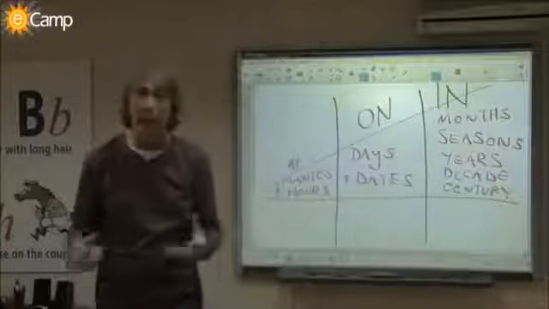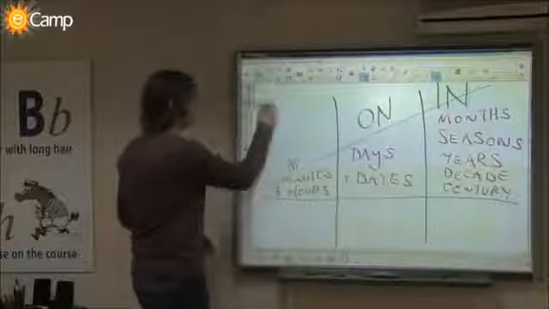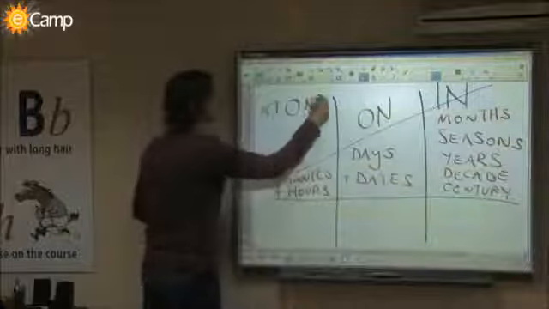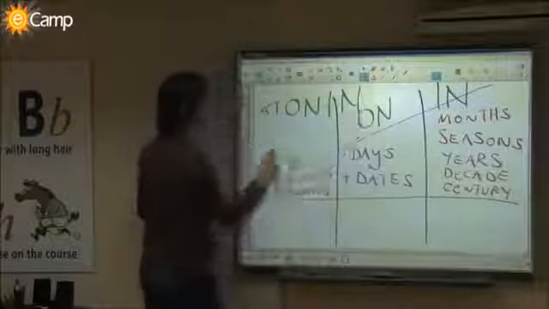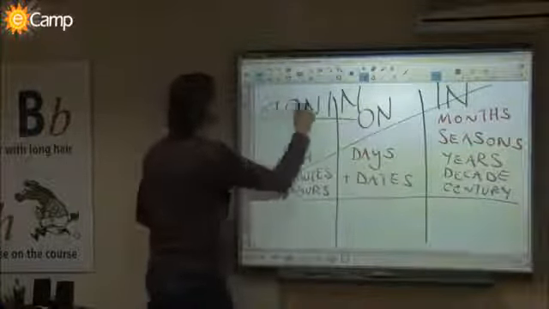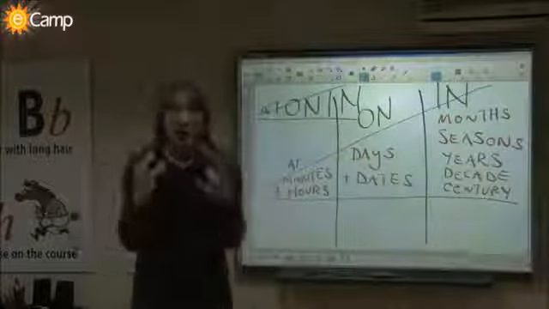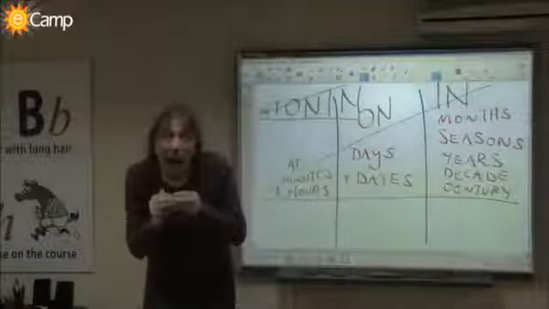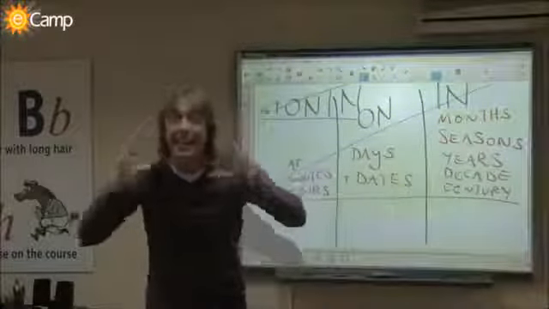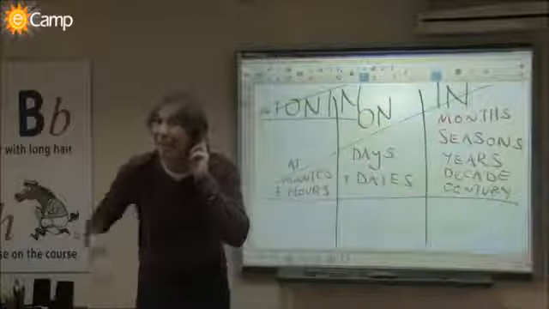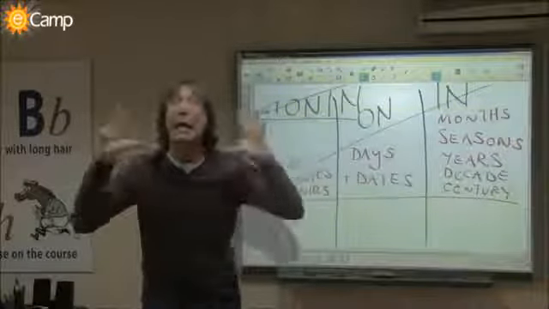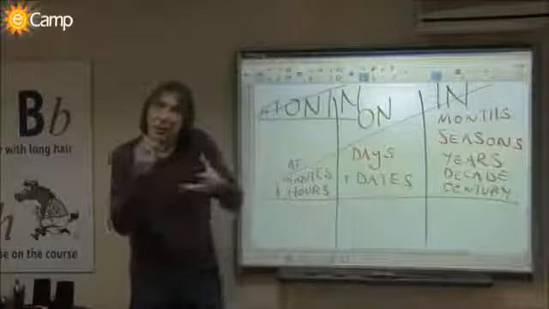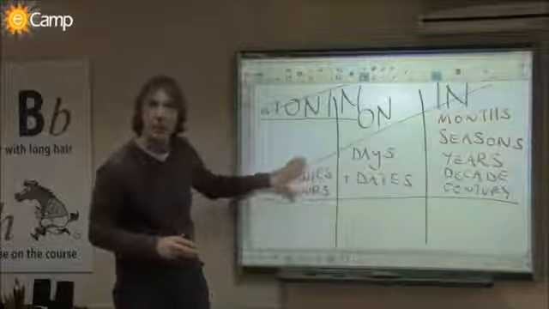Okay, so here's your clue word. At, on, in. And you can see the word gets bigger as you go along. So you have to say to yourself, at, on, in. Yeah, can I hear you at home saying that? There you go. At, on, in. Yeah, so the word's getting bigger as you go along. And that sort of relates to the time that we're talking about.